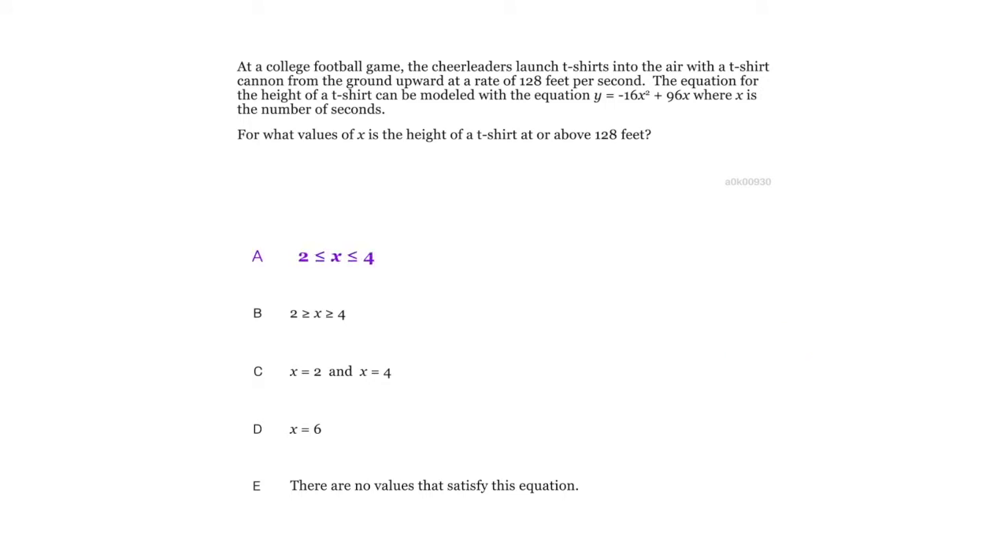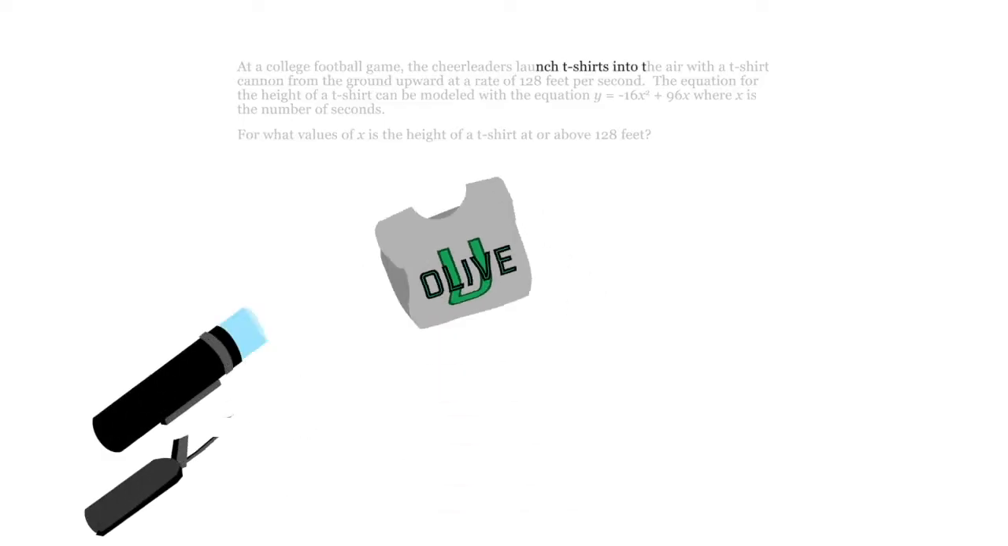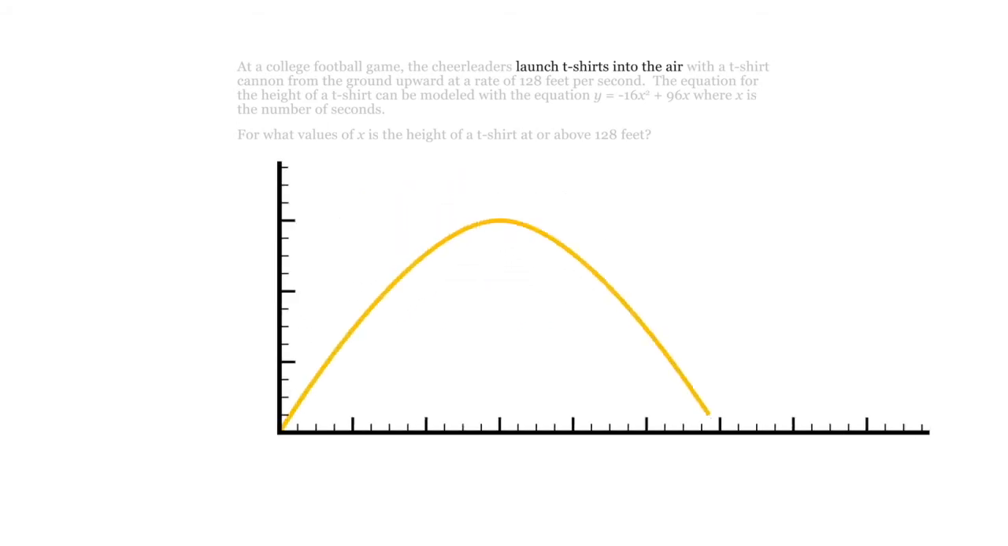This is a great question, right? So we have this T-shirt, and we're going to launch it into the air. And anytime we launch something into the air, if we ignore friction from the air, we wind up with something that looks like a parabola. So it's going to be something like this. And what we're asking is, for what values of x? Now, x is how many seconds? So x is on the x-axis.